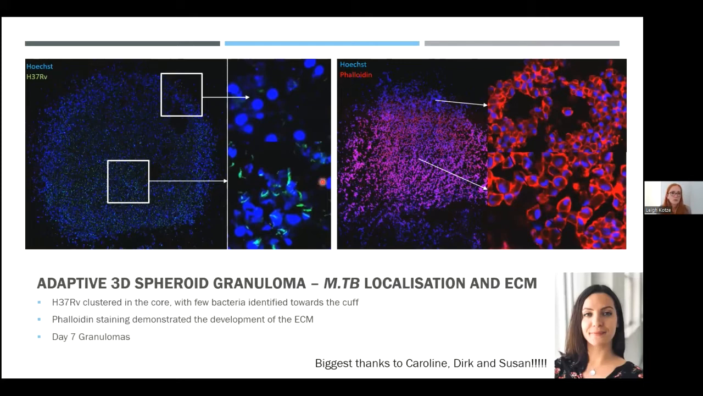We also made use of a fluorescent MTB strain, and we identified that at the end of day 7 post-infection, bacilli were most abundant within the core, or at least with the cells localized at the core. However, we did see some extracellular bacteria located towards the cuff. These results show that we can detect MTB after 7 days of culture.